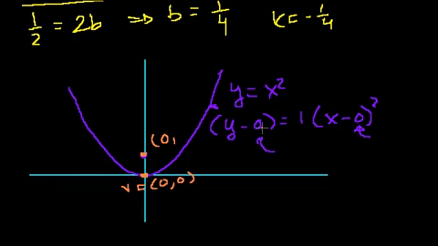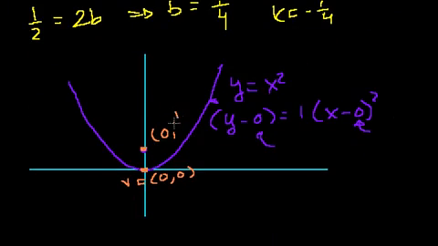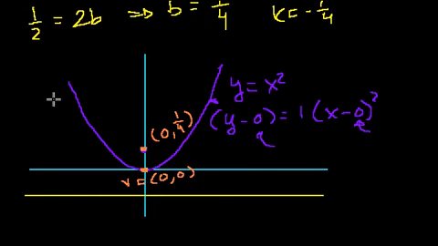And then what's b, right? This was the coordinate 0, b. We figured out b is equal to 1/4. So 0, 1/4. And then the directrix is the line y is equal to k. In this case, we figured out k is equal to minus 1/4. So our directrix is going to be right down here like that. And it's going to be the line y is equal to minus 1/4.